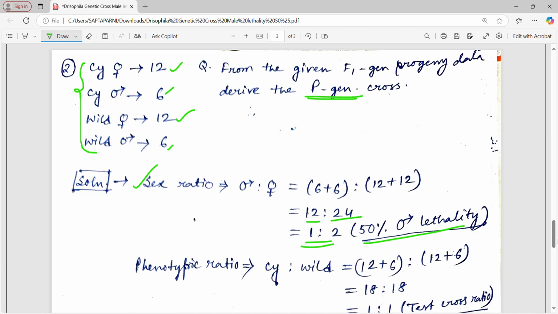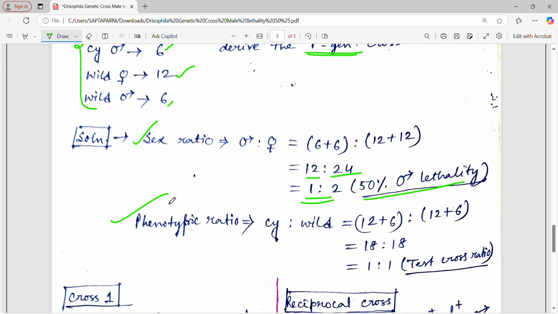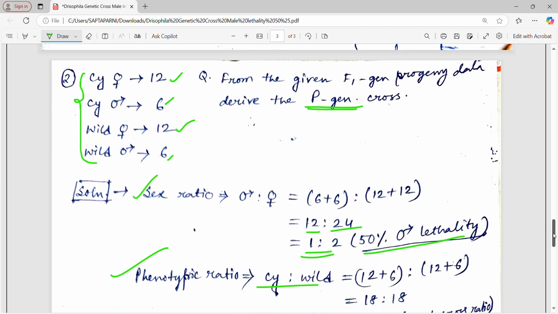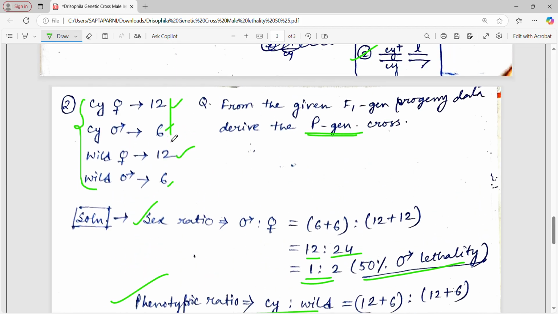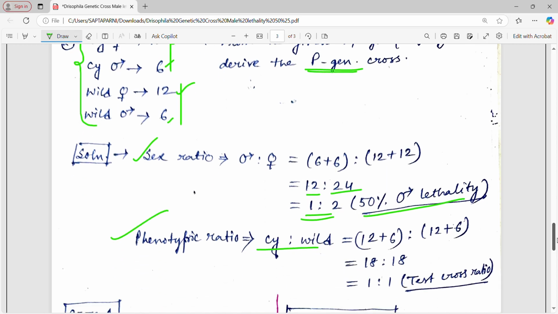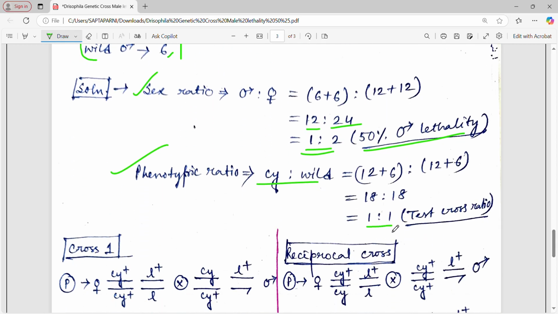Now let's discuss the phenotypic ratio. The phenotypic ratio Curly is to wild. How many Curly winged flies are there? 12 plus 6, 18. How many wild type flies are there? 12 plus 6, 18. So the phenotypic ratio here is 1:1. In our previous question, the phenotypic ratio was 2:1, so that was a monohybrid cross. But here the ratio is 1:1, so it is a test cross ratio.